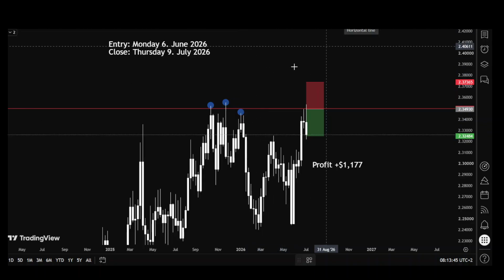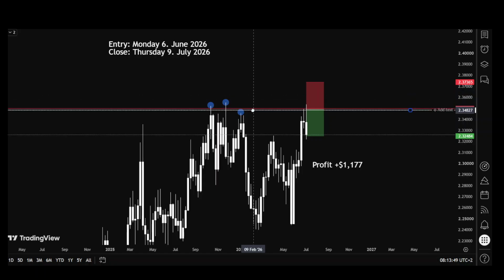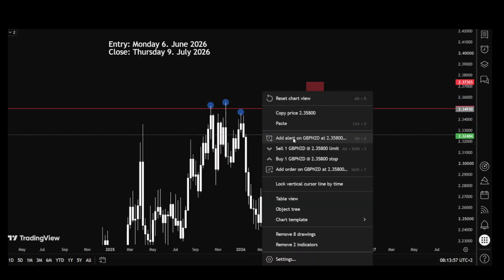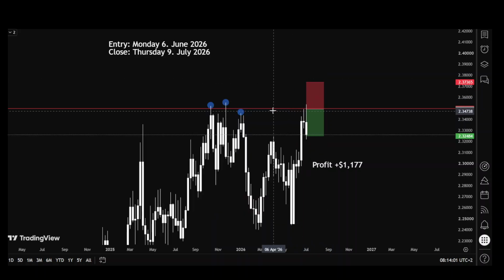Then I placed a red line. Sorry, this is not red. It was red anyway. I placed it here before price got there. I right clicked and clicked add alert, and I added an alert and placed it right on top of the red line.